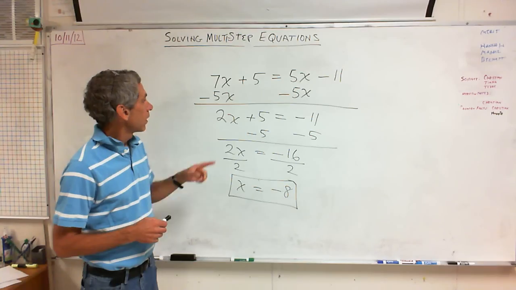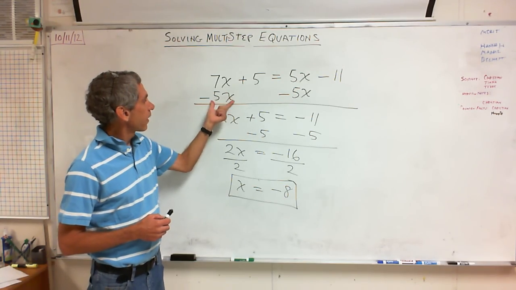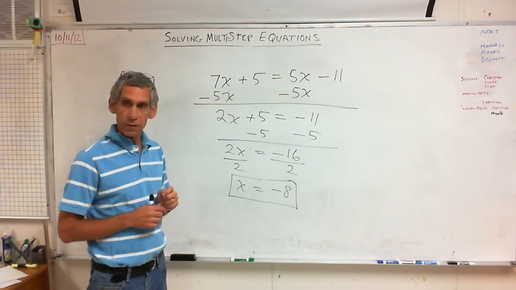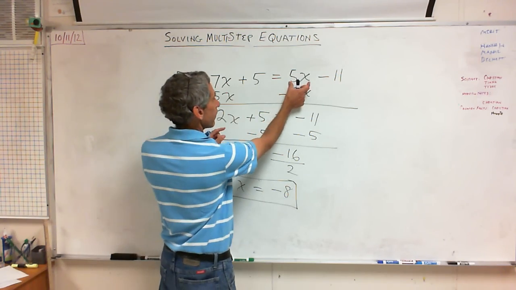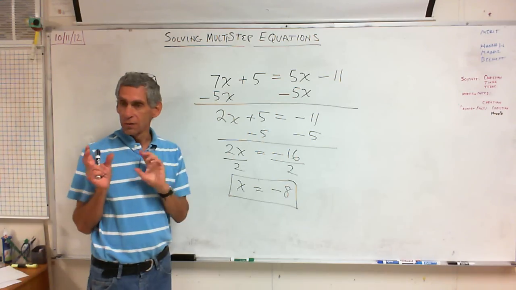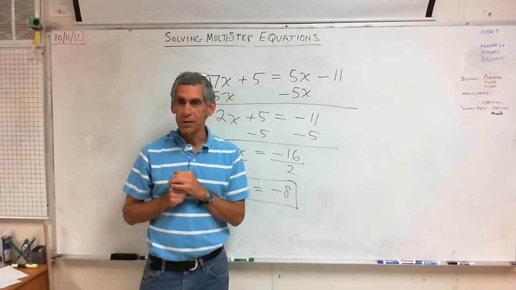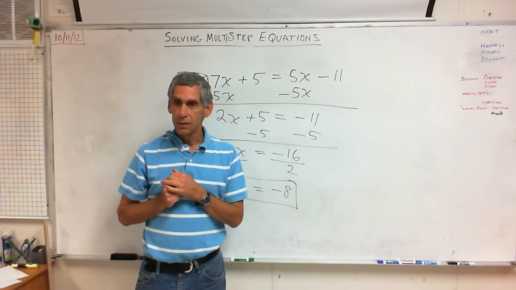Like you take 5x away from 5x. But I didn't take 5 from 7, I took 5x from 7x. Yeah, okay. Those are different, because that's the 5x, that's the 5. They're not like terms. They look the same because they both have 5s, but they're different. You see what I mean?